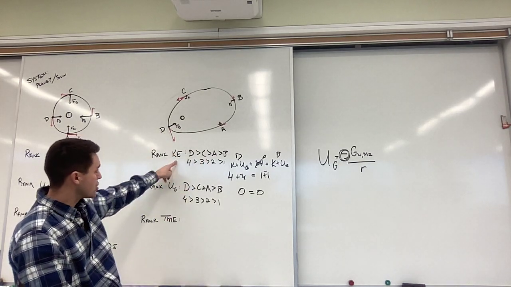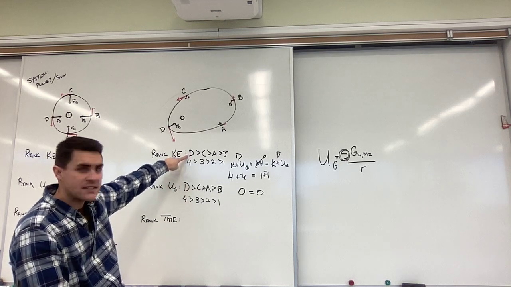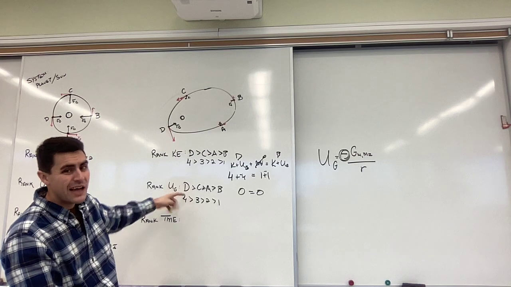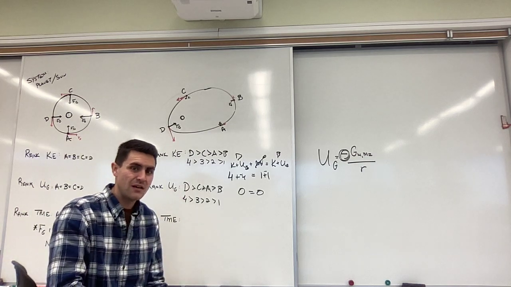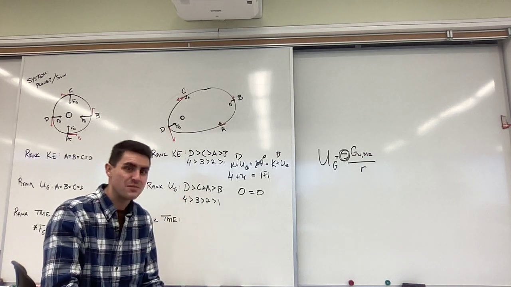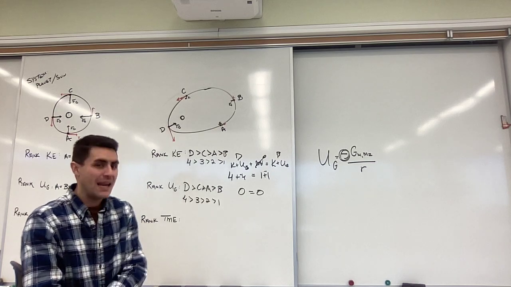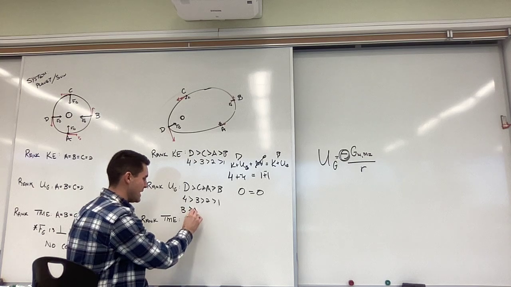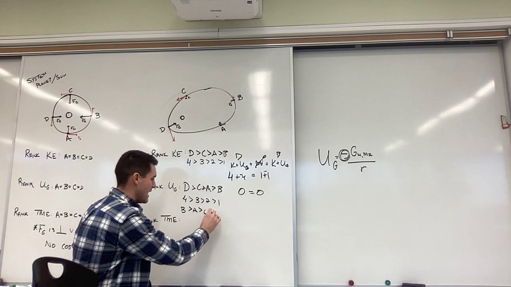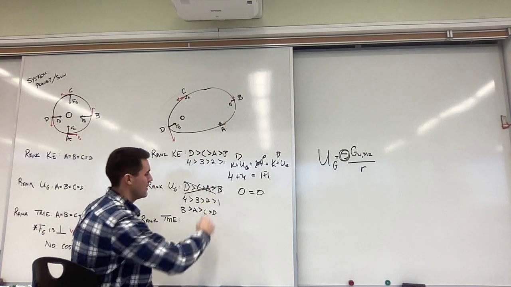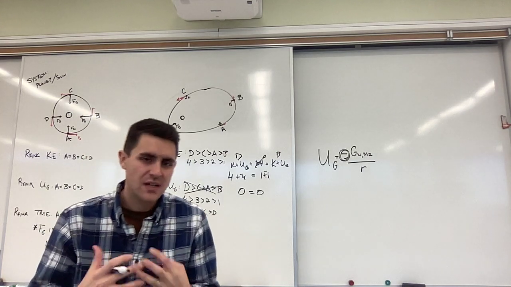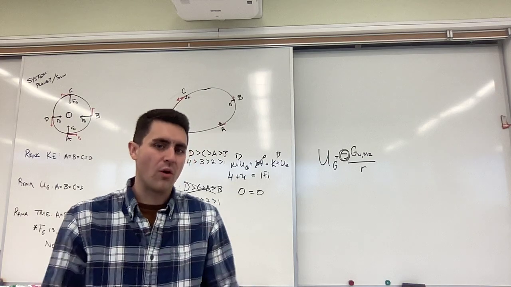So, is this true? At D, it's moving the fastest, and it has the most UG? It actually has the least UG. Right? It's actually the smallest because it is the most negative. So we can flip this around where B has the most UG, and then it's A, and then it's C, and then it's D. Negatives make this thing work.